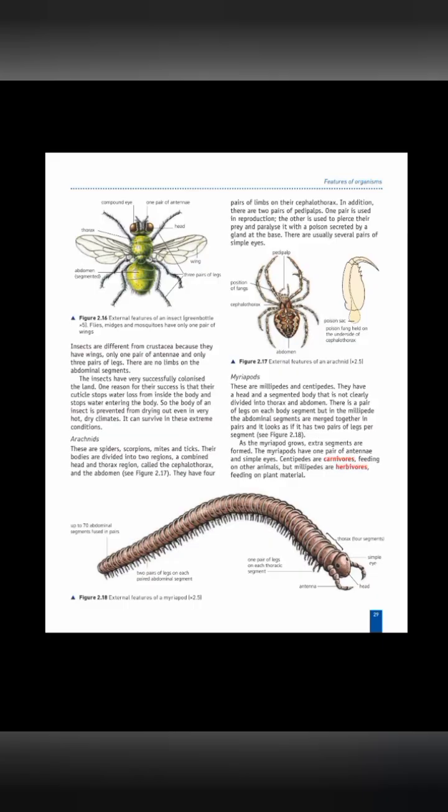Now here are some important questions. What is meant by arthropods? Name two examples of crustaceans. How are insects different from arachnids? Which group has two pairs of antennae? Which group is carnivorous, centipedes or millipedes?